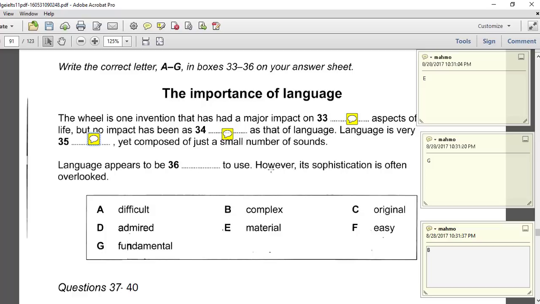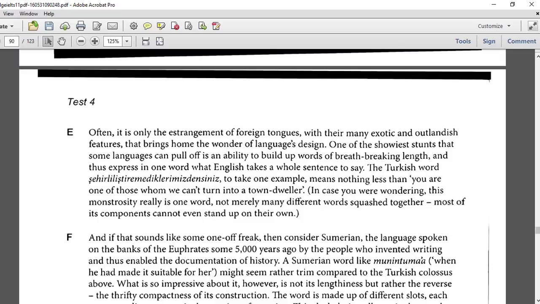Language appears to be what? To use. However, its sophistication is often overlooked. Maybe what? Language appears to be what? To use. Complex material, original, easy. However, its sophistication is often overlooked. We need to get back to the passage and see whether it's easy or difficult. I think we are trapped between these two choices. So let's get back to the passage and see.